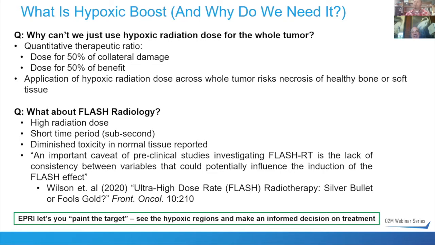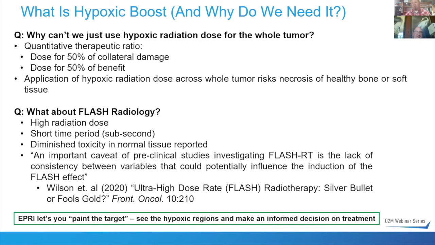But the point of using oxygen sensing probes in EPRI kind of is outside of both of these, regardless of how you're delivering the radiation. You want to be able to see where you should be delivering it to. And then the other thing that we haven't talked about a great deal is that these oxygen images take on the order of 10 minutes.